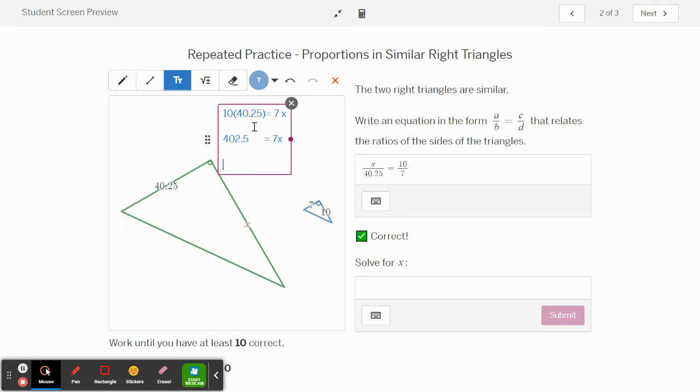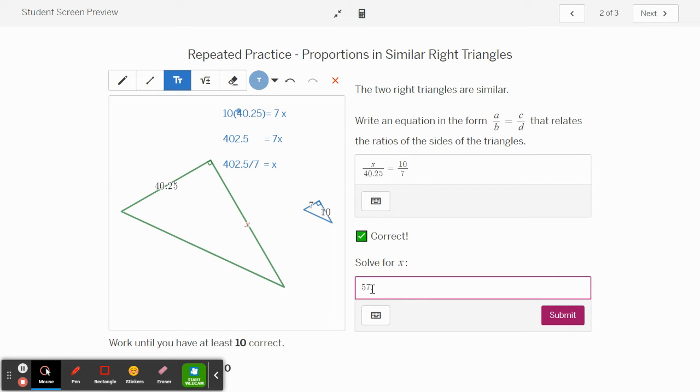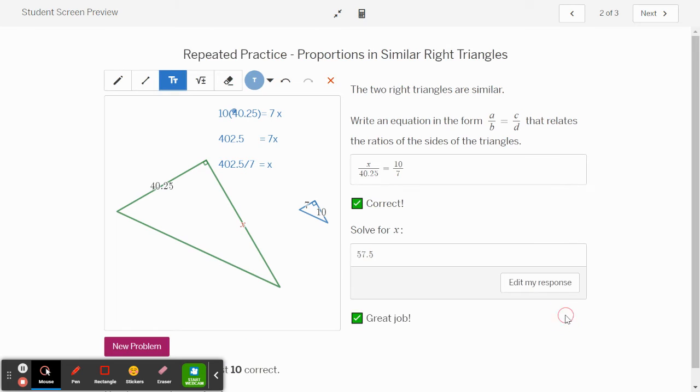So I would get 402.5 divided by 7. That's going to give me my x if I divide both sides by 7. And if I do that on my calculator, I get 57.5. So then I'm going to put in my answer, 57.5, and check it. Phew, I got it right. Okay, so you have to do that 10 times.